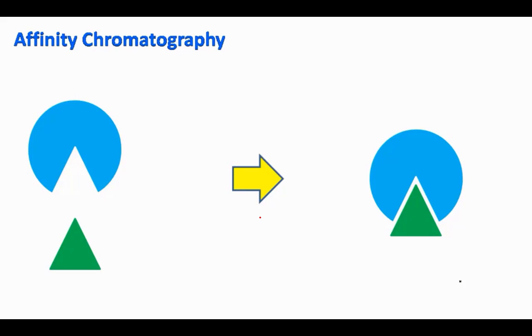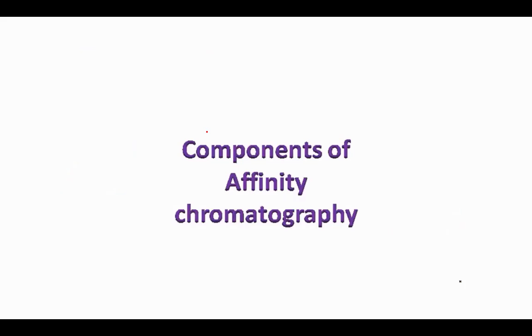So affinity chromatography separates components based on their specificity, like enzyme, receptor, ligand, proteins, nucleic acids, etc. Their substrates and different counterparts.